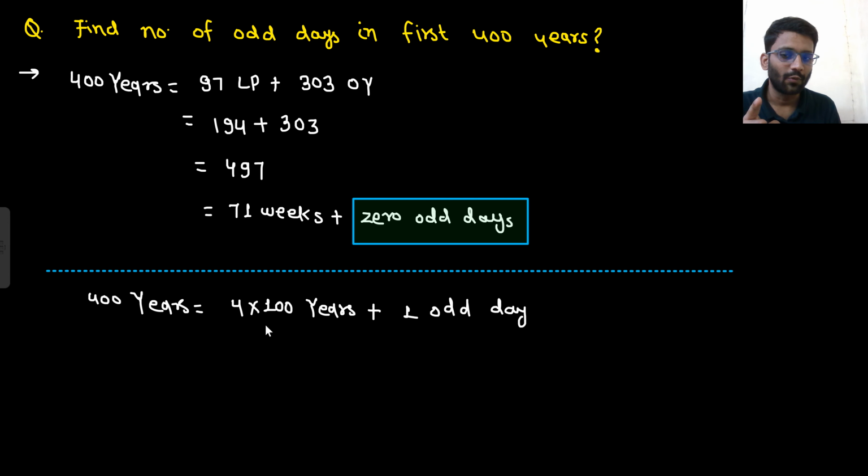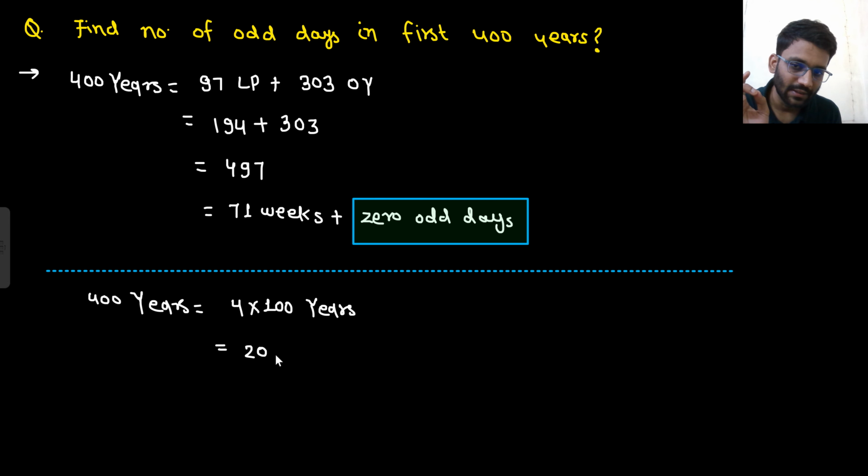Because what I am going to do? 4 into 100 years. What does that mean? That here you are having 5 into 4, 20 odd days. 400 years means 20 odd days, because 100 years have 5 odd days.